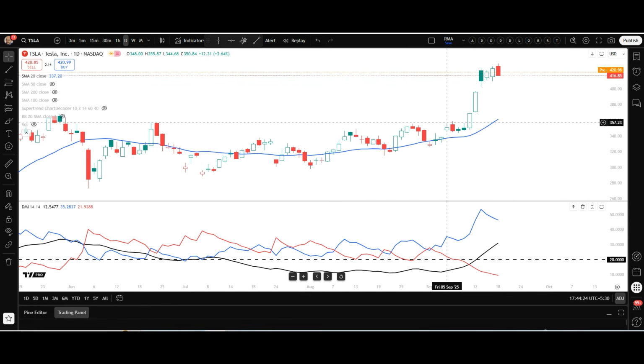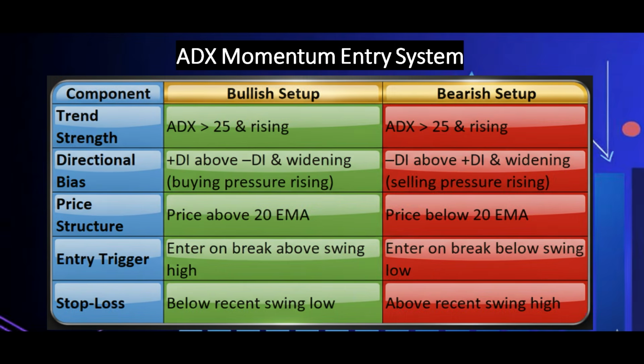In fact, you can take it this way. The stock price, after giving you the signals from the $357.58 range, has gone up to as high as $432. This is an ADX momentum entry system.